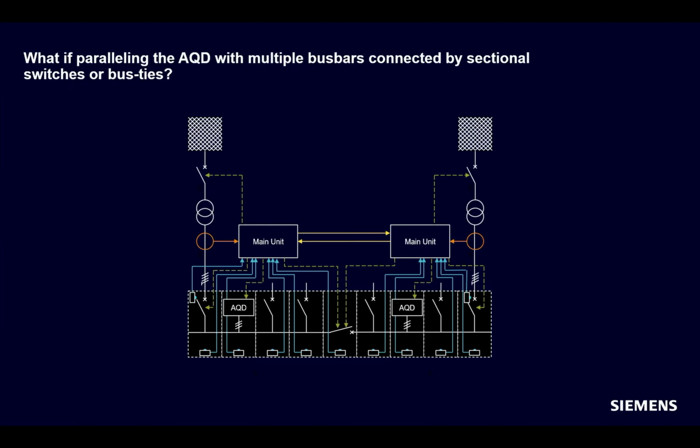Next question. What about paralleling the AQD with multiple busbars connected by sectional switches or bus ties? Specific arcing schemes are available to consider such designs. Each section needs to be equipped with its own AQD. Depending on the state of the bus ties and incomers, the required AQD and breakers will be tripped. Next question. Can the parameters of the AQD or IACD be adjusted over the operating time of the switchboards, for example, system expansion? Initially, the system is pre-configured at delivery. If adjustments or changes become necessary, this is possible.